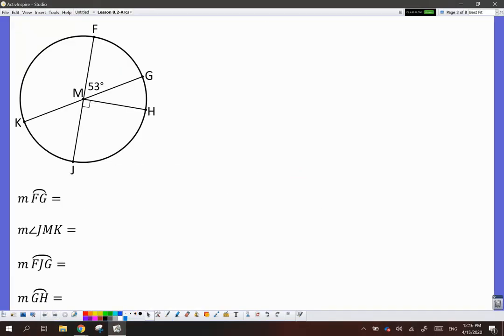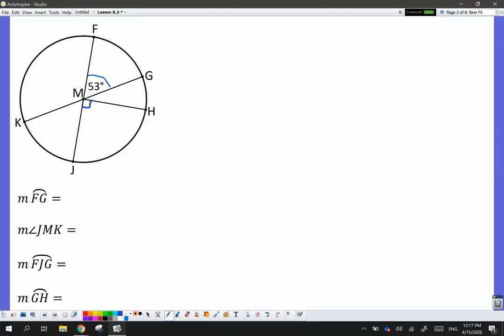So here's our circle. And first we need to look at the things that are given to us. So the first thing I see is that I'm given this angle, which is 53 degrees, and that is angle FMG. The other thing I'm given is the 90-degree angle here, which is JMH. So angle JMH and FMG are given to me. Now let's identify what we're looking for. So we're looking for four things: the measure of arc FG, the measure of angle JMK, the measure of arc FJG, and the measure of arc GH.